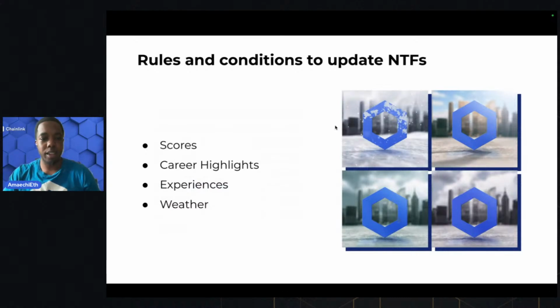And you might think, okay, what are some conditions that we can have to update NFTs, or what are some rules? So I really like this picture we have here on the right. It's the Chainlink logo, but you can see here that it changes based on the different weather conditions. The top left one is kind of frosty, so you can imagine that's during winter. This one's really sunny, so that's probably during summer. And then we've got autumn and spring. This is just one example of the different conditions you can have to update your NFTs to make them dynamic.